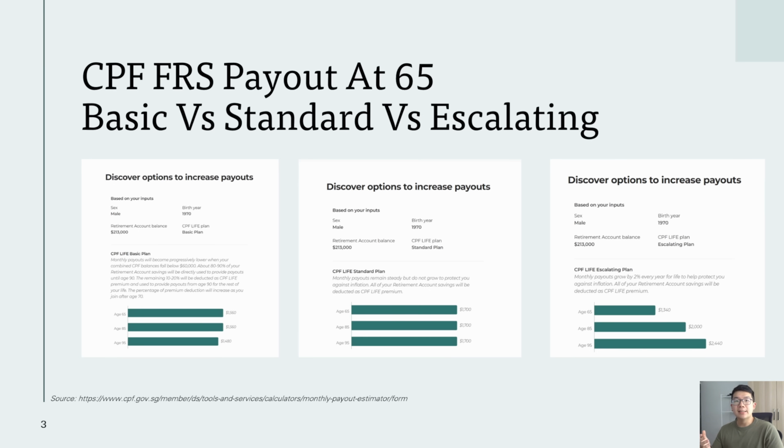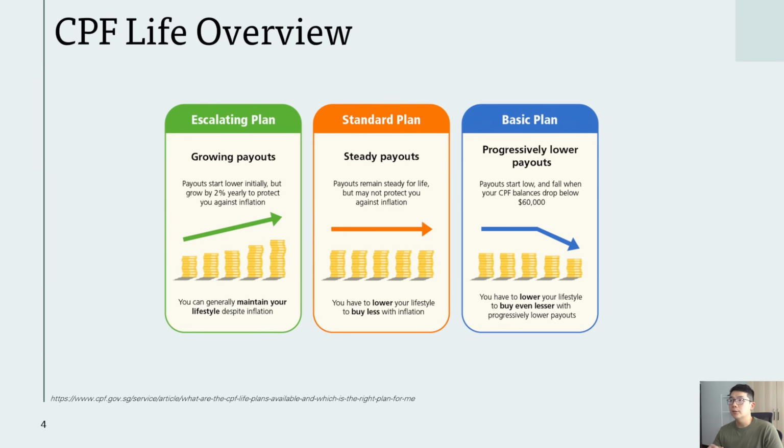The escalating plan is slightly similar to the standard plan, but at the start of it, you get about 20% lower in monthly payouts. So you get $1,340 versus $1,700 for the standard plan. Why is it different? Because in the escalating plan, your monthly payout grows by 2% every year. So at 65, you get $1,340, but at 85, you get $2,000, and at 95 it is $2,440. So yep, here are the different plans, the escalating, standard and basic, exactly what I've spoken about.